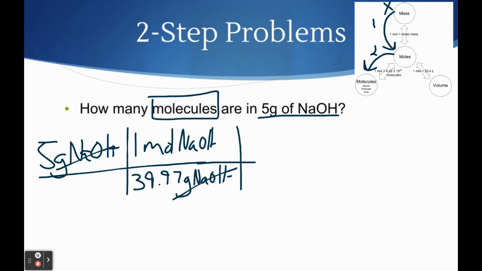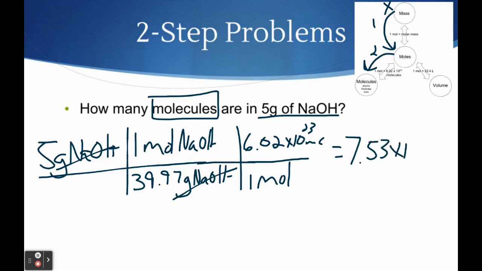But now we want to go to molecules, so extend your T-chart. And to go to molecules, we need to use Avogadro's number. So you put 1 mole on the bottom and Avogadro's number on top. Okay. So you'll do 5 times 1 times 6.02 times 10 to the 23rd divided by 39.97 times 1. So when you put that in your calculator, you should get 7.53 times 10 to the 22nd molecules of NaOH.